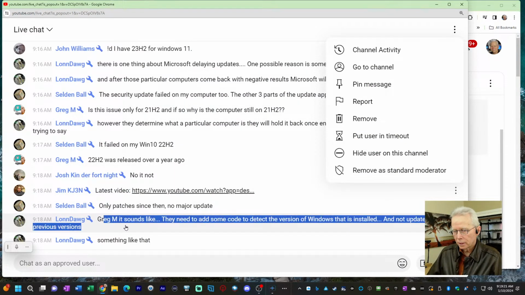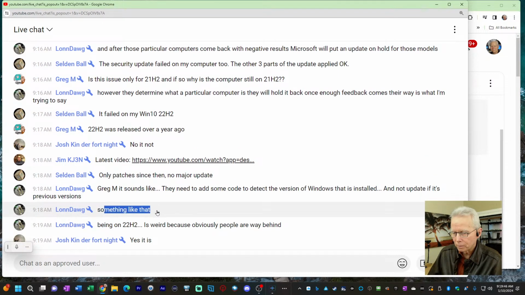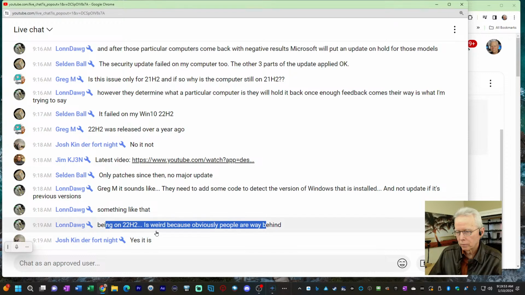Only patches since then, no major update. Selden saying since the 22H2. Yeah, Windows 10 didn't do any major updates since then. Greg M, replying to LawnDog: sounds like they need to add some code to detect which version of Windows is installed. Well, certainly Windows Update knows that, but they didn't put in the code to prevent it from trying to update the recovery environment.